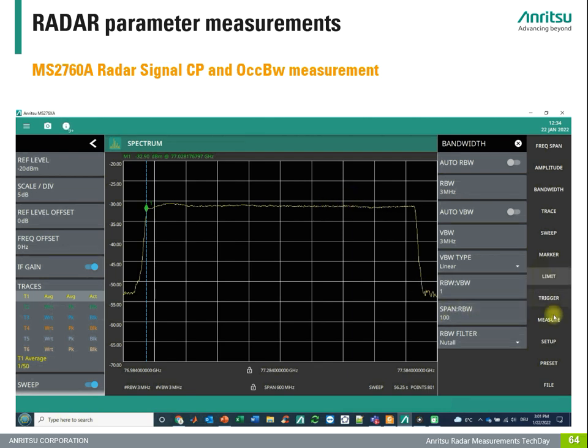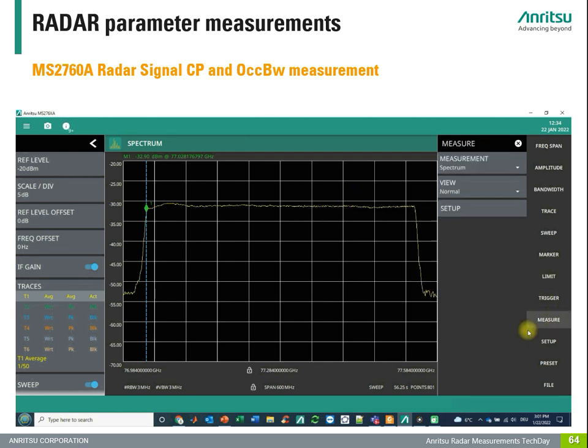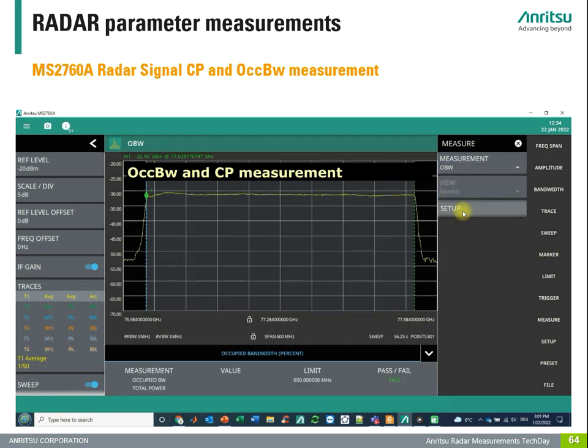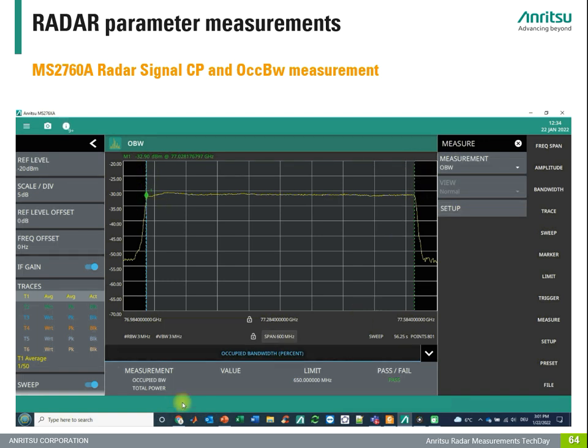And now let's go into the measurement mode, and we would like to get a feeling about the occupied bandwidth and the channel power. Let's wait until a complete sweep has been done, and then the green dotted lines are getting updated and the fields below are filled up with measurement results.